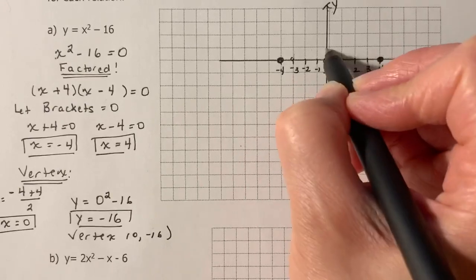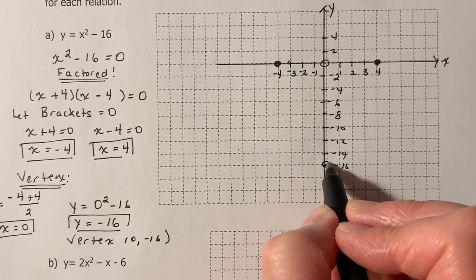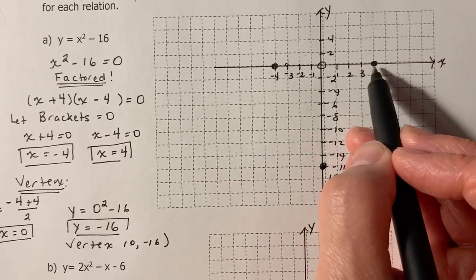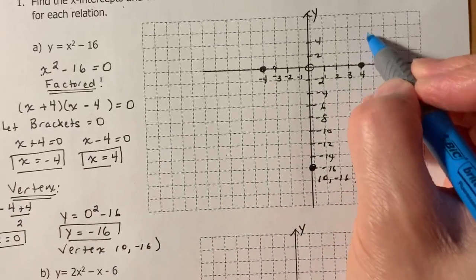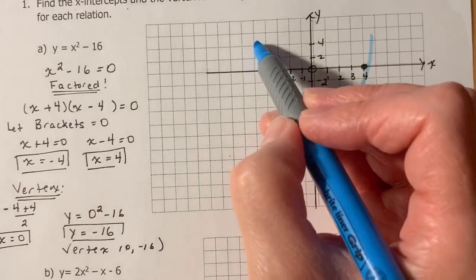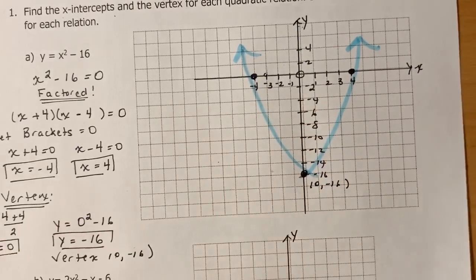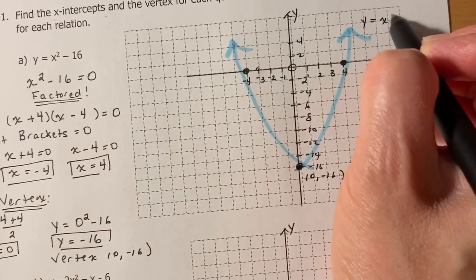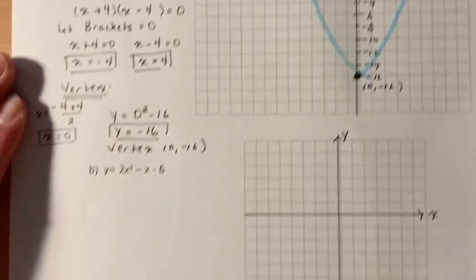Okay. And then I'm going to plot my vertex at 0 and -16. So there's my vertex. There's an x-intercept. There's the other one. Then remember, you don't connect them, so it's your parabola. Put arrows on both ends, and then of course you label it. Okay, just like that. Let's try one more.